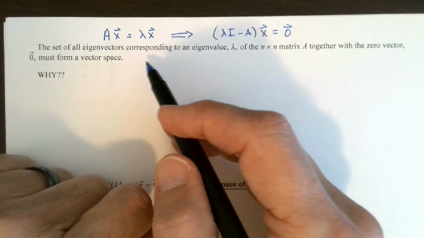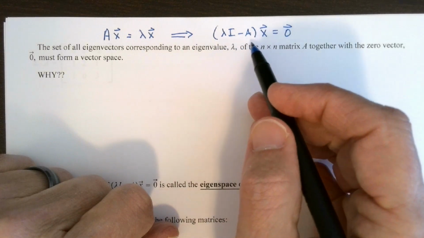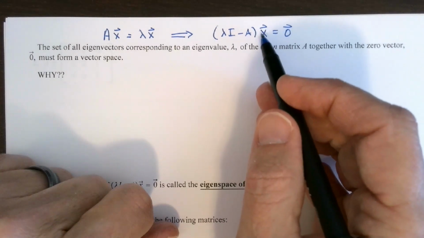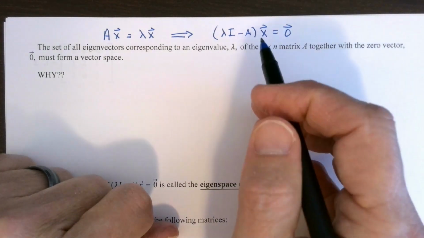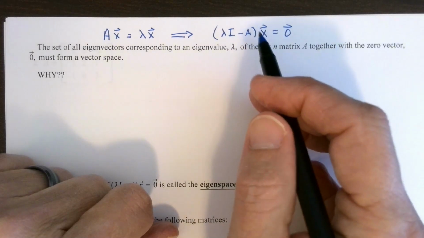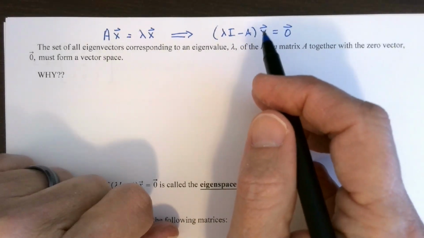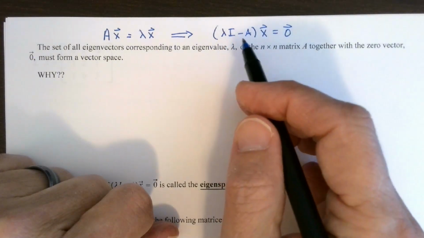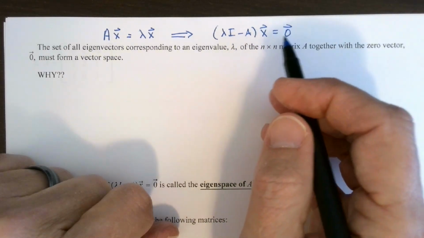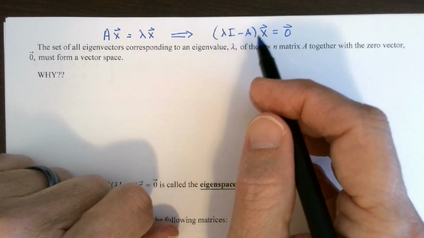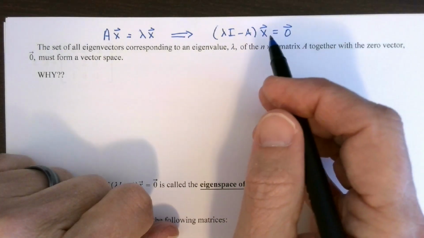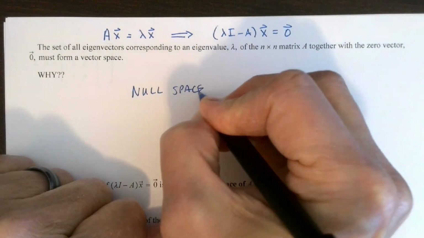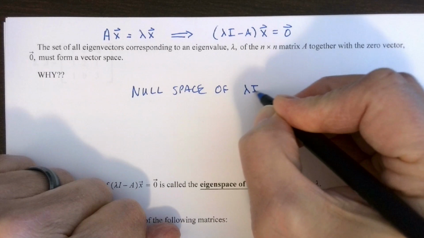So why is that? Why must they form a vector space? Well, if you look at this, the x's are what we're looking for. And remember we said the non-zero ones, so of course I'm throwing in the 0 vector, which is a solution to this equation. However, the eigenvectors were the non-zero solutions. But what is the set of all possible solutions to this system? What is the set of all solutions to lambda I minus A times x equals 0? Answer, that's the null space of lambda I minus A.